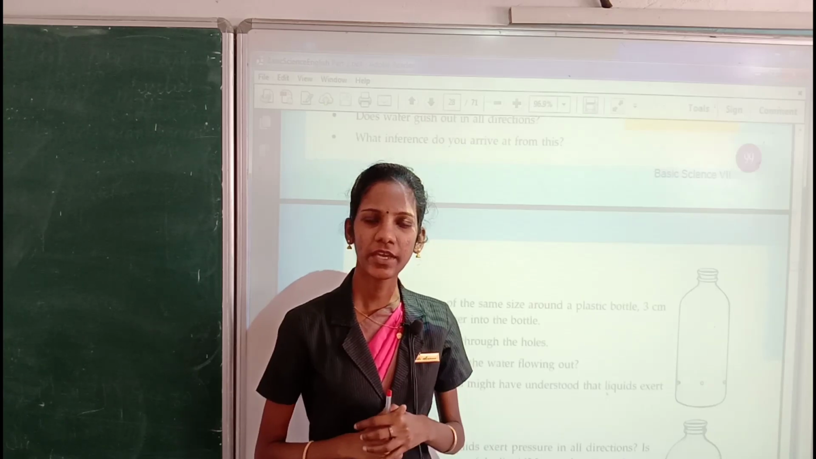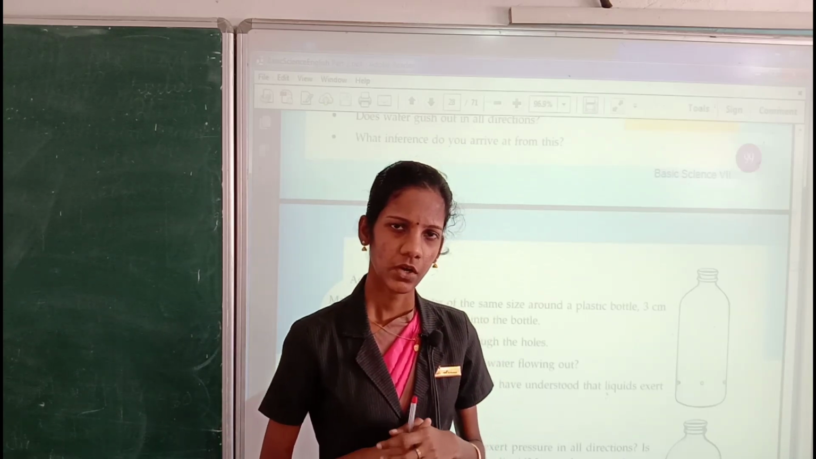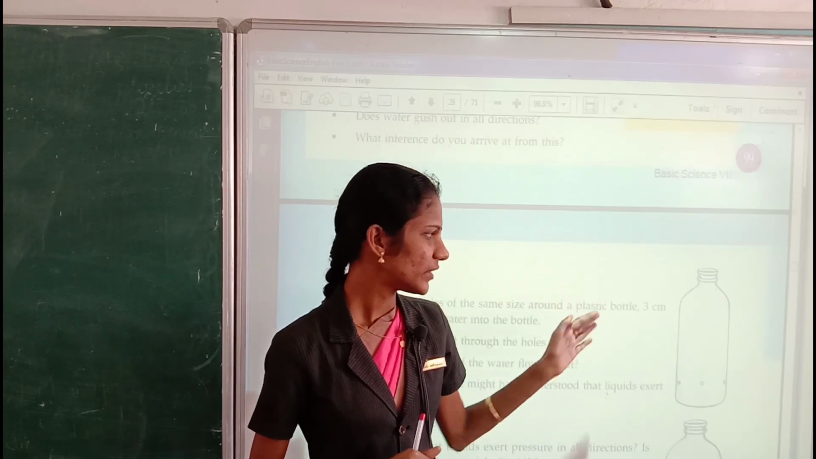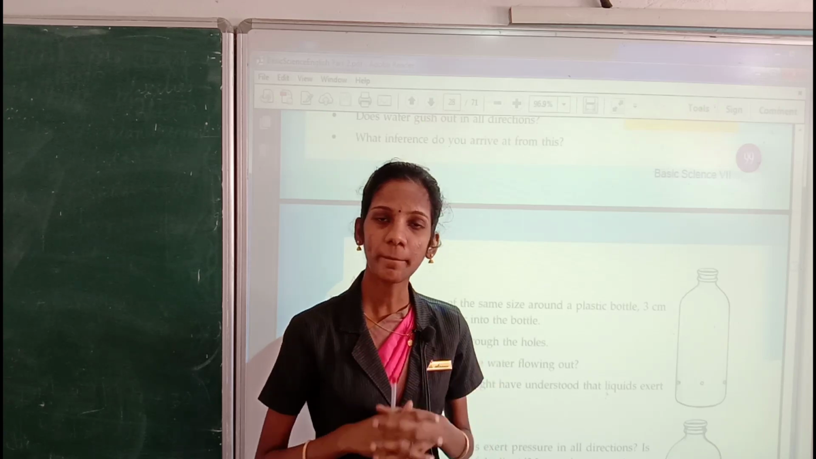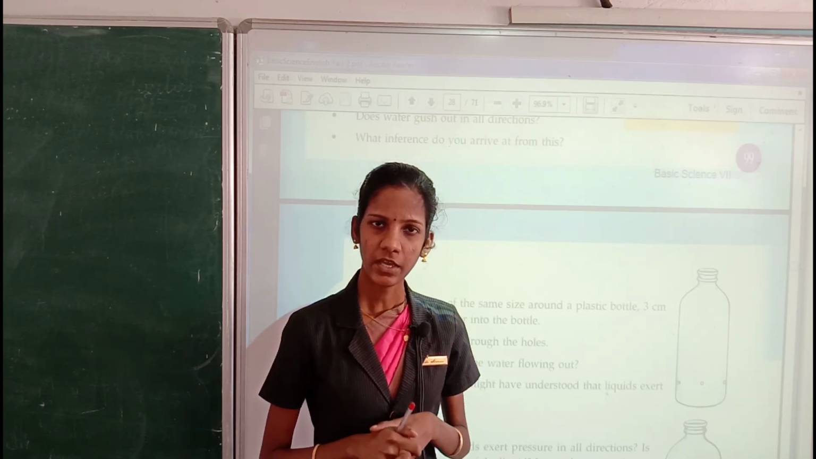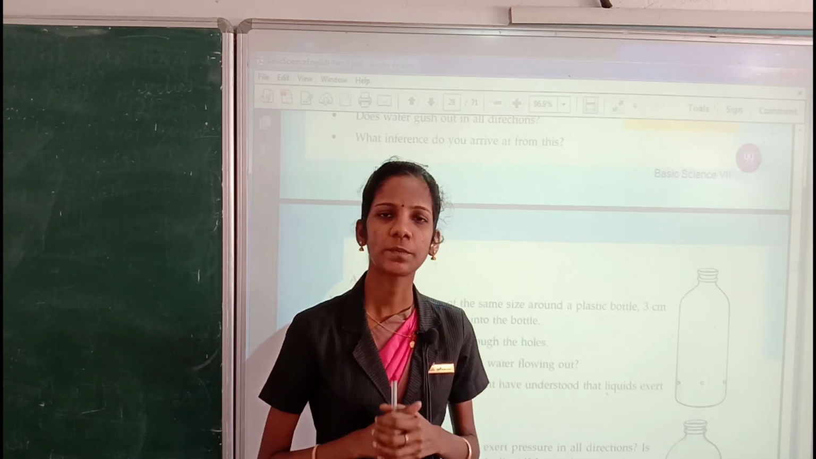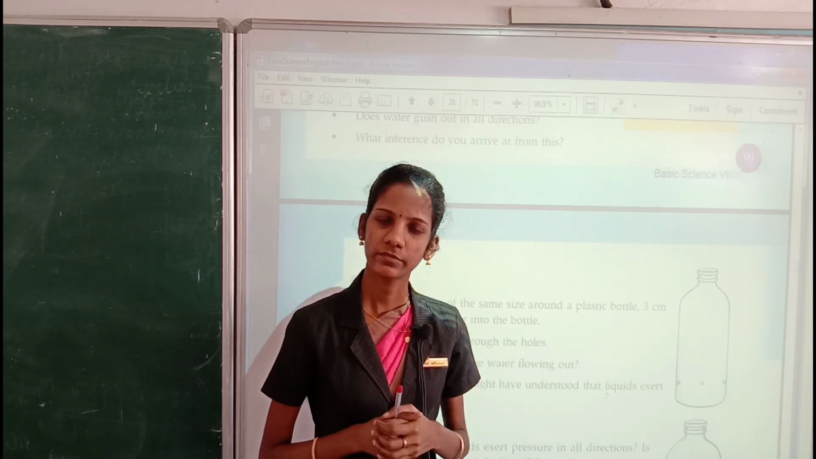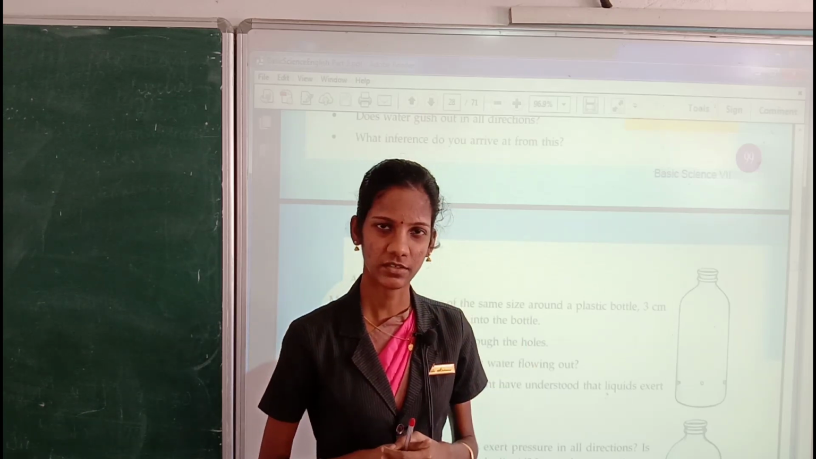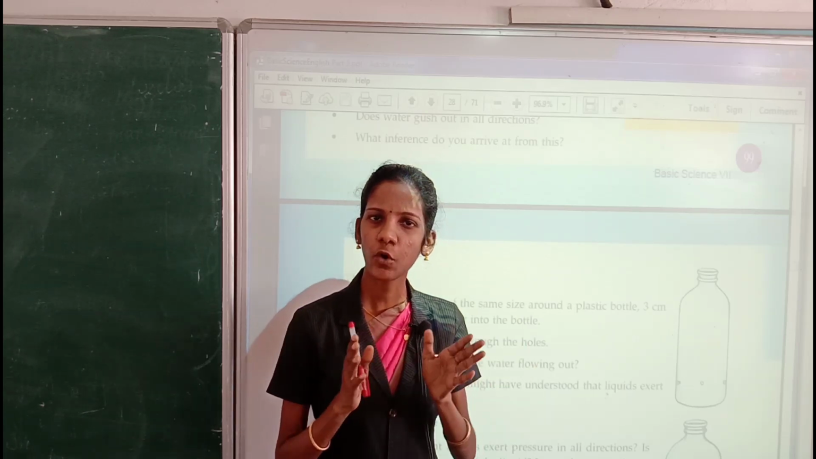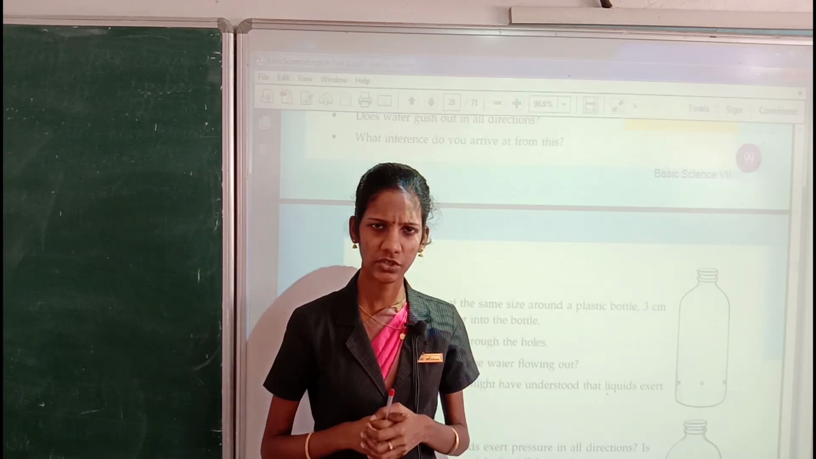Okay. Now you can see a bottle with 3 holes in different directions, isn't it children? Okay. When we fill this bottle with the water, what will happen? Yes, the water will try to come out of the holes, isn't it? If it is coming out of the holes, what peculiarity can you observe in the flow of that water? Yes, the water will flow in different directions, isn't it? You can see the flow of water in different directions, not towards the same direction, isn't it children?